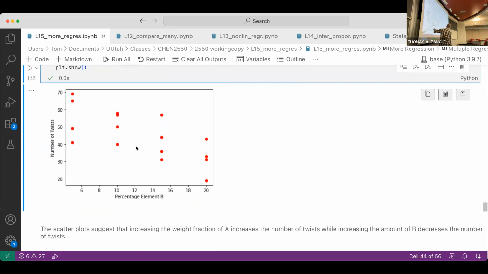An important thing to take away from this plot is that it looks like there's an approximately linear relationship between those two things, right? There's definitely some spread in the data that's not captured by just a straight line. So our R squared is not going to be terribly high if we were to just do the univariate linear regression between number of twists and percent B. But still, it looks like a linear multiple regression model might work.